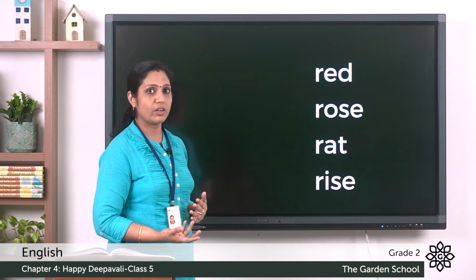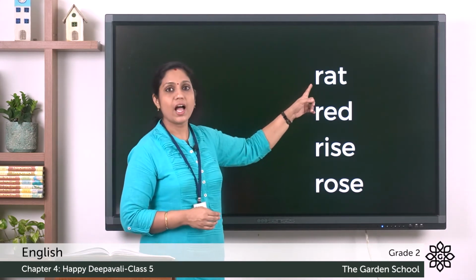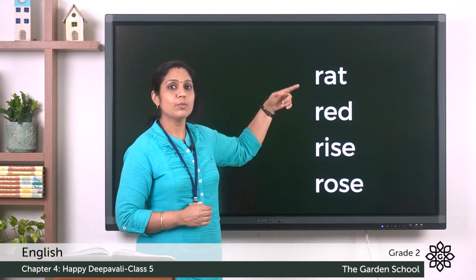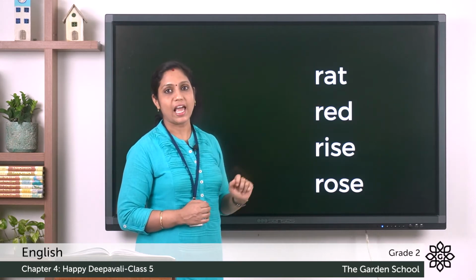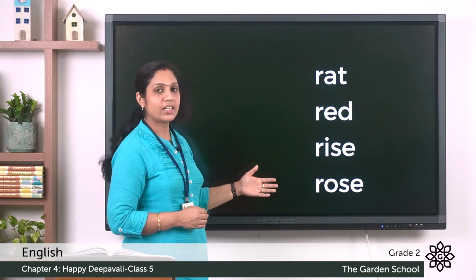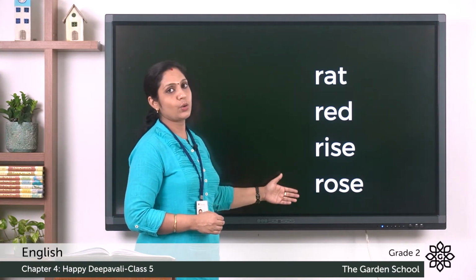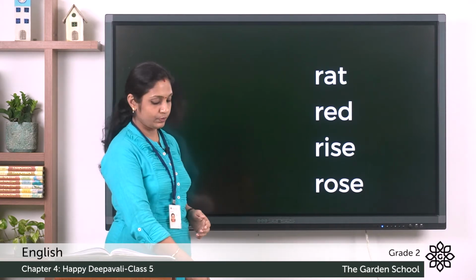So now let's see how we can arrange it. Look at these words now. Rat, R-A-T, rat. Now the word rat has come first because of the second letter A, we have arranged it in the alphabetical order. Now we have arranged it like rat, red, rice, rose. Now we can say that these words are arranged in the alphabetical order.